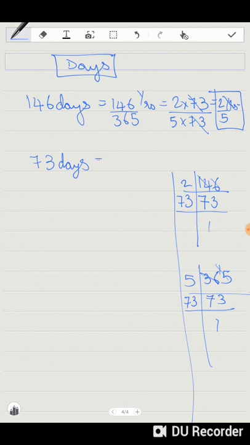Similarly, 73 days would be 73 upon 365 years. 73 ones are, 73 fives are. So that will be 1 upon 5 years. That's my answer. Are you with me?